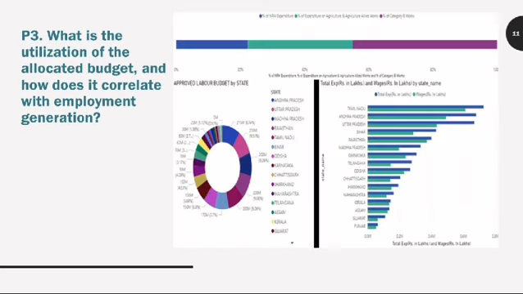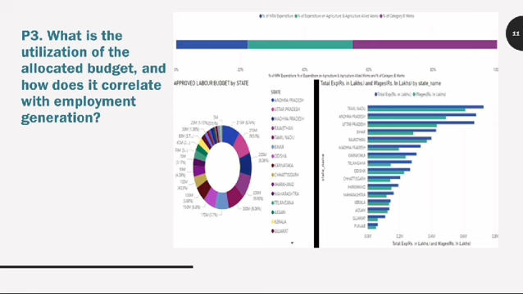Next problem statement: what is the utilization of the allocated budget and how does it correlate with employment generation? Here we are using a donut chart and stacked bar chart for displaying the solution. For displaying the analysis, we can see the different states we have displayed.